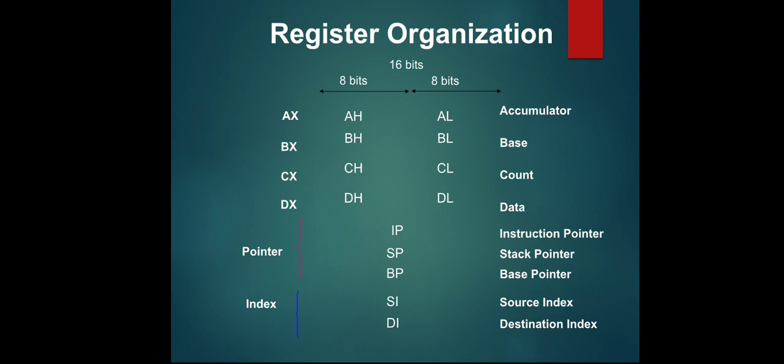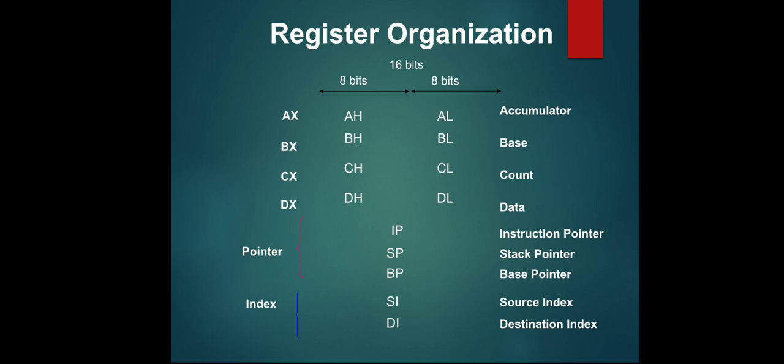AL stands for the lower byte of the accumulator register and AH stands for the higher byte of the accumulator register. AX is known as the accumulator, BX is known as the base register, CX is known as the count register, and DX is known as the data register.